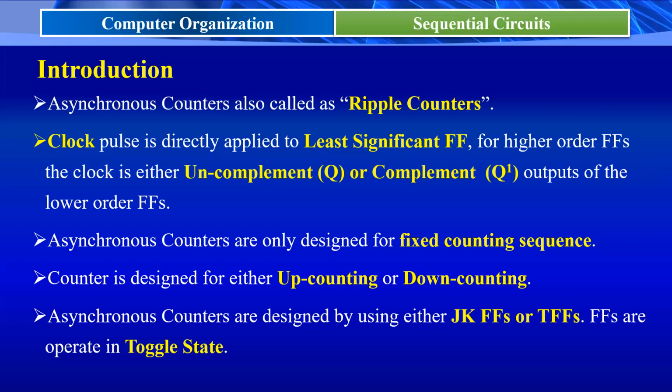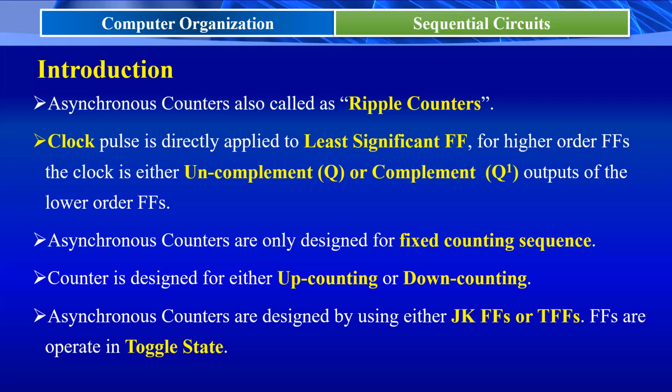Asynchronous counters are only designed for a fixed counting sequence. But in the case of synchronous counters, we can design for any counting sequence. That is not possible for asynchronous counters. Always the counting sequence should be fixed, that is 0, 1, 2, 3, 4, like that. The counter can be designed for both up counting as well as down counting style, like a synchronous counter.